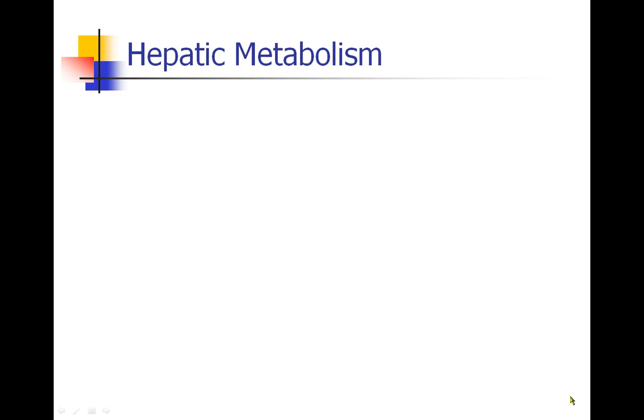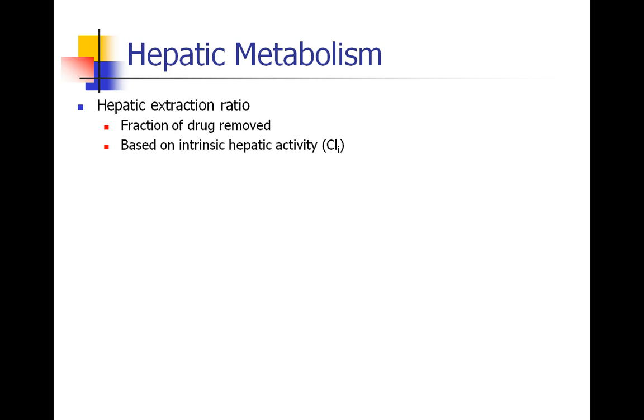Now we're going to spend some time talking about hepatic metabolism in detail. A few terms we want to define. First of all, we have the hepatic extraction ratio, which tells us what fraction of drug is removed as it courses through the blood into the liver and out the other side. And this is based on what's called intrinsic hepatic activity. We have a graph in our notes which calls it CLI for intrinsic clearance.